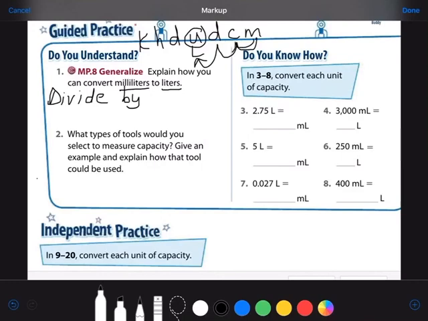And that was 3 jumps. 1, 2, 3. That means 3 zeros. We're dividing by 1,000 because 1,000 has 3 zeros.